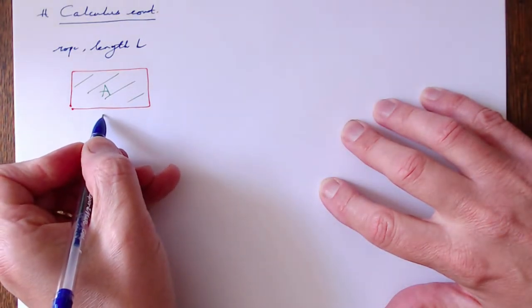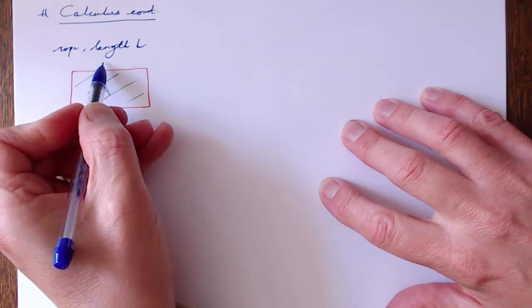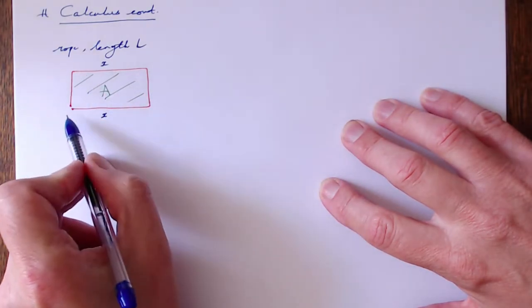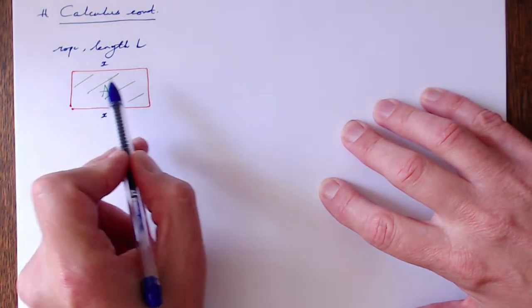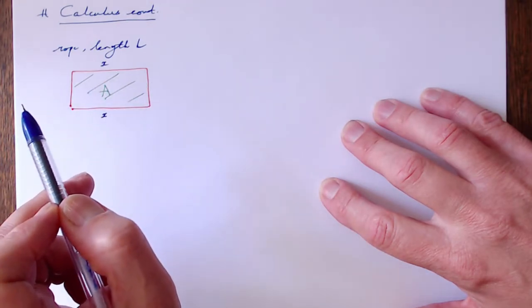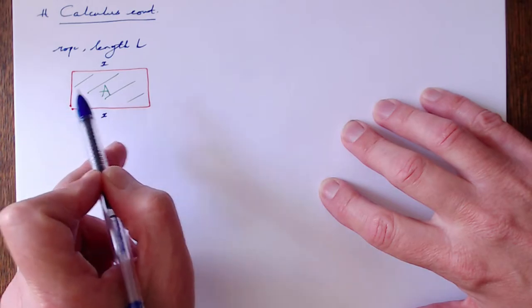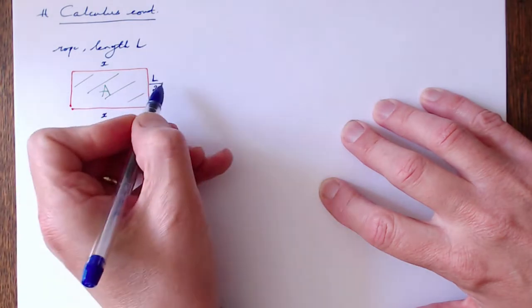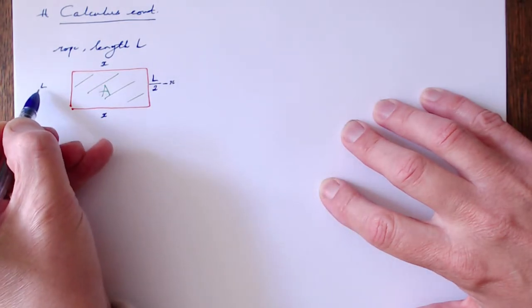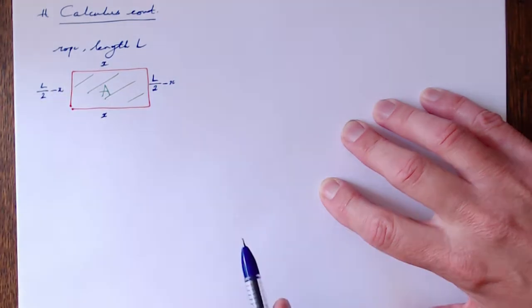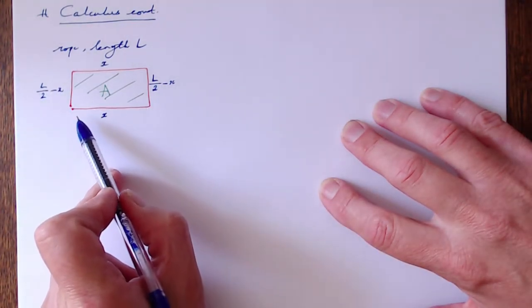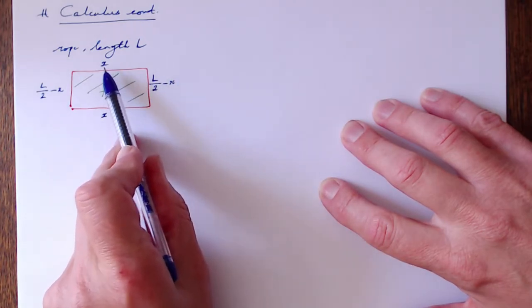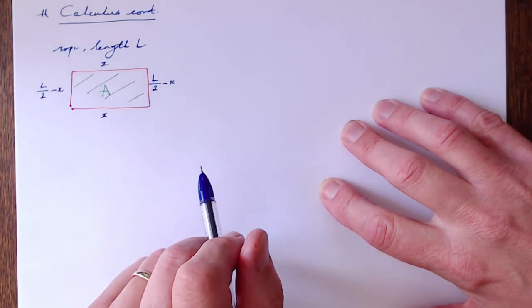So let's call these sides of the rectangle x, and then because the total perimeter is L, the sum of these two sides must be L take away 2x. So each of these sides will be L over 2 take away x. We can quickly check that the total perimeter here is x plus this, which is L over 2 minus x, plus x plus this, and we just get L over 2 plus L over 2 is L, so that's fine.